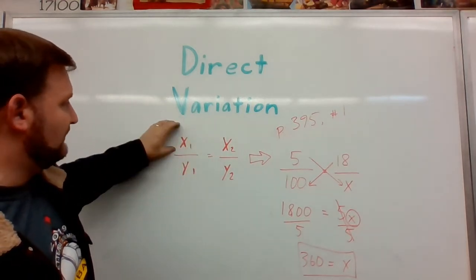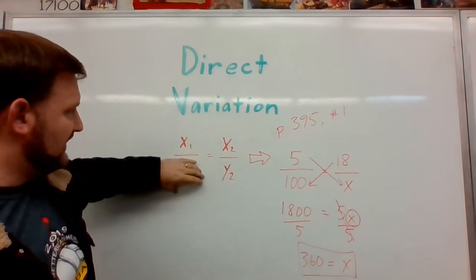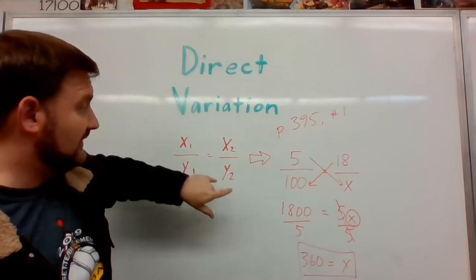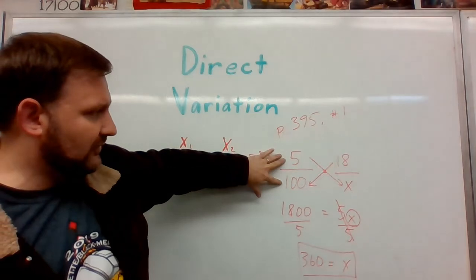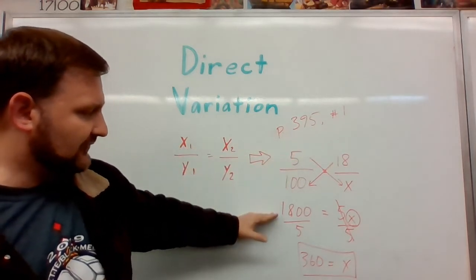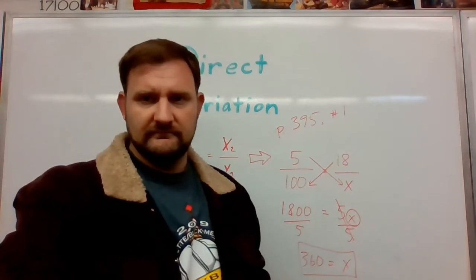You can't put hours here and then hours down here. They have to kind of line up. So 5 hours, $100. 18 hours, unknown number of bucks, okay? That yields the problem. We can cross multiply. The steps are right here, okay? Let's take a look at number 2.